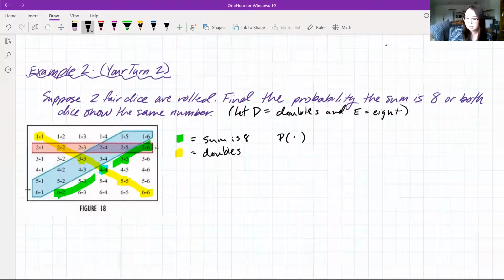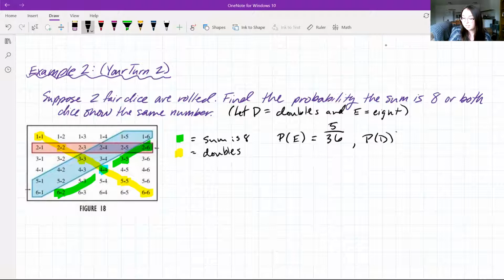All right, so we have the probability that the sum is equal to 8, or E. So we have the probability of E. And we have 36 total outcomes, and 5 of these outcomes will give us a sum of 8. So we'd say that it's going to be 5 divided by 36. Then we want to find the probability of having doubles, which we know that's 6 options out of 36.